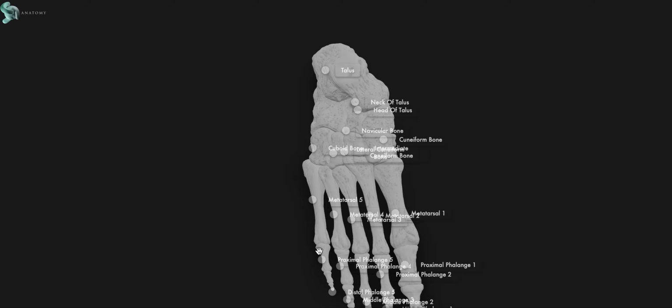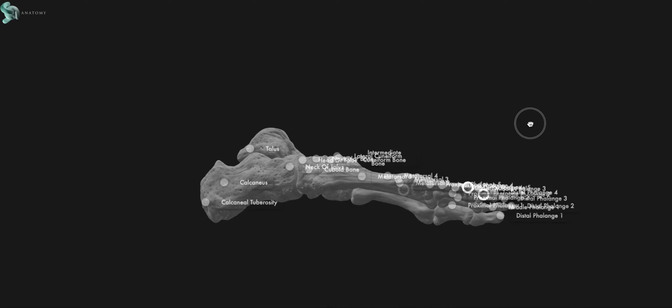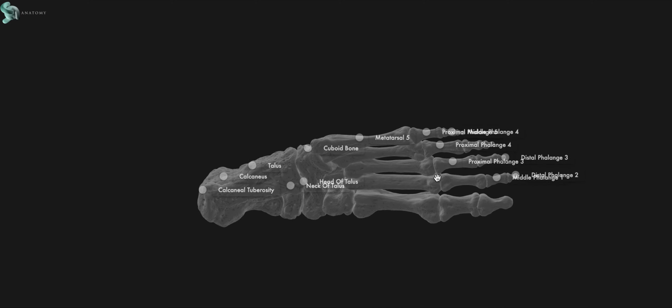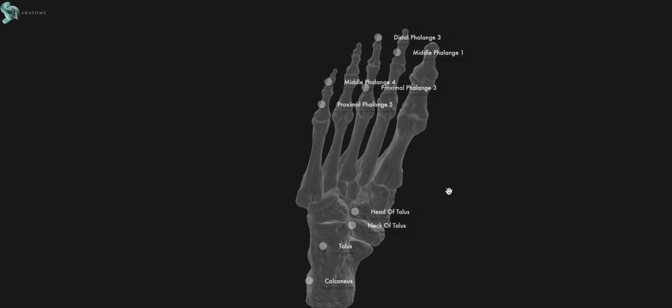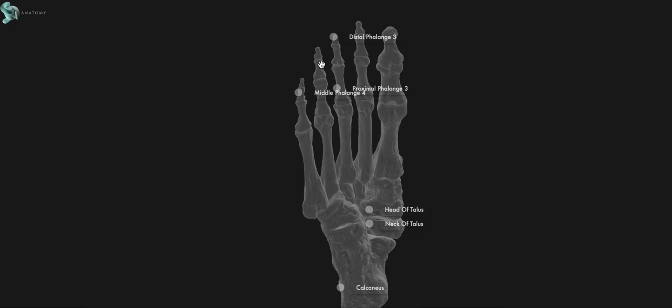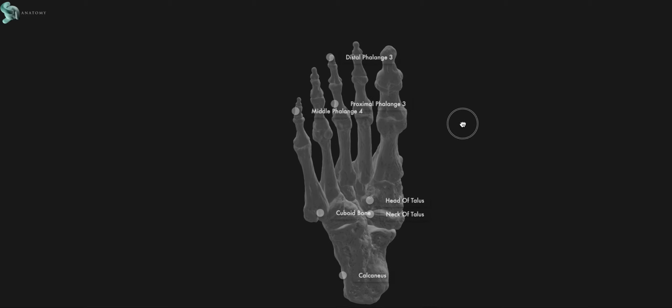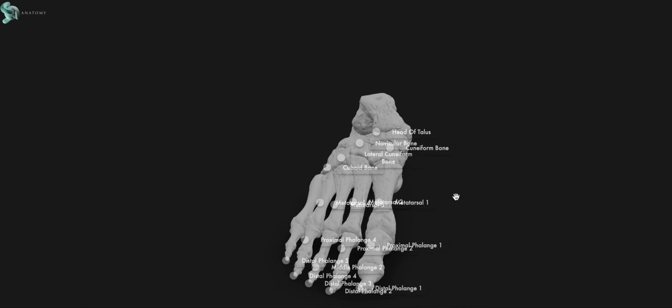Here is the phalanx. Phalanx is proximal, middle, and distal phalanx. So here is the proximal phalanx. Next is the middle phalanx, and at the end is a distal phalanx. The phalanges consist of 14 bones, 2 in the first digit and 3 in each of the others.